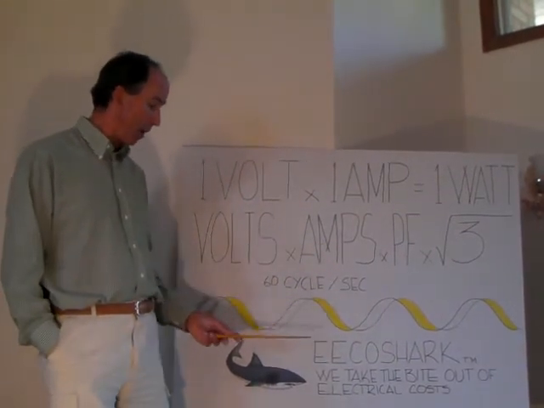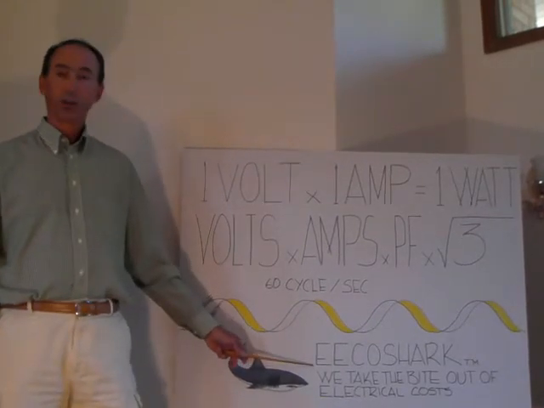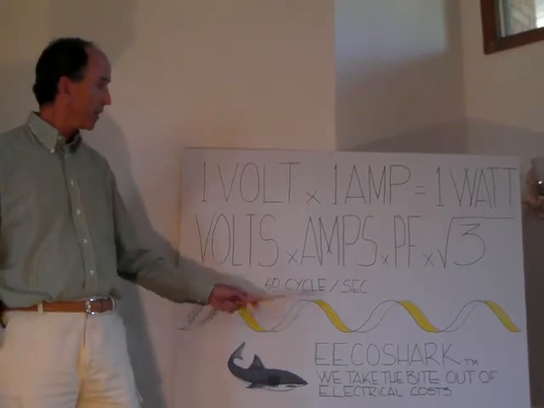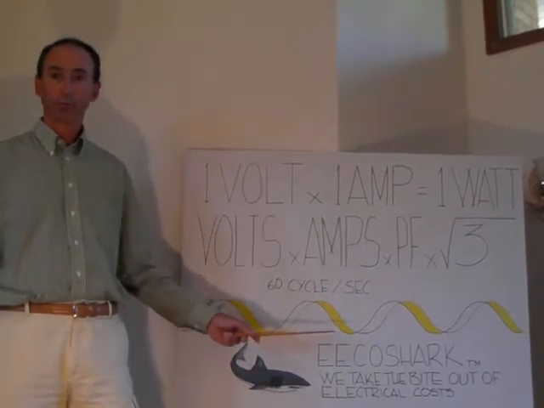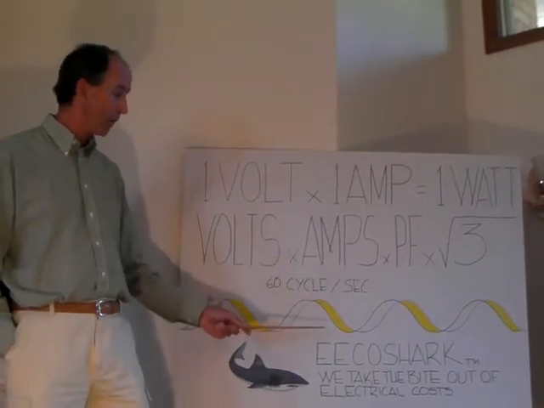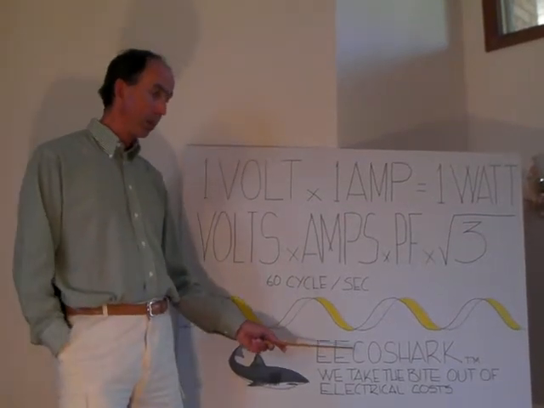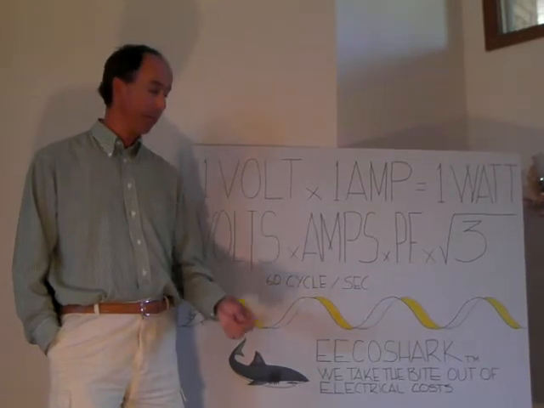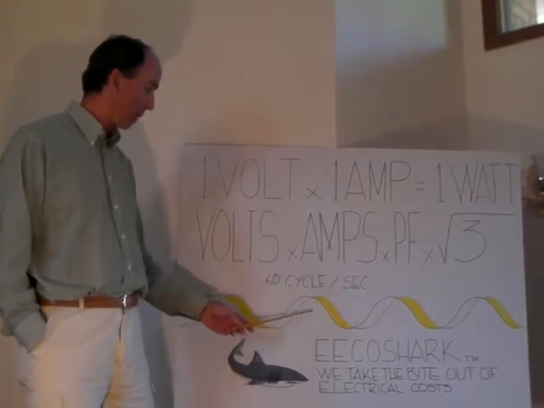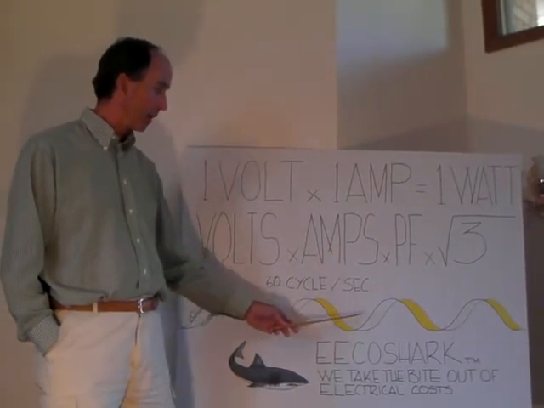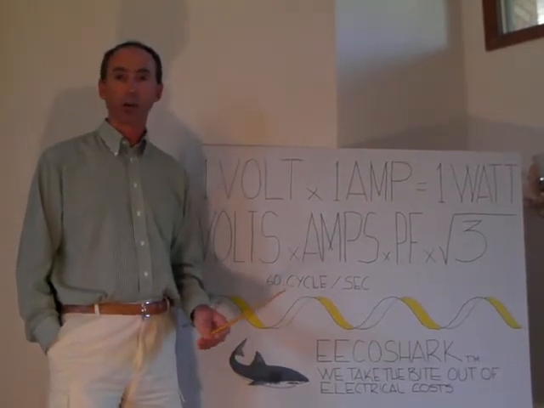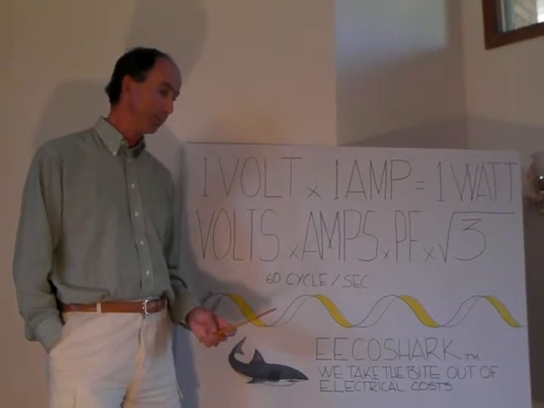The EcoShark shunt-type power conditioner addresses each one of these issues here. It will lower your kilowatt hour consumption, which in turn reduces your peak demand. It will correct for power factor errors, which gives you a much lower kVAR costs on your power bill.